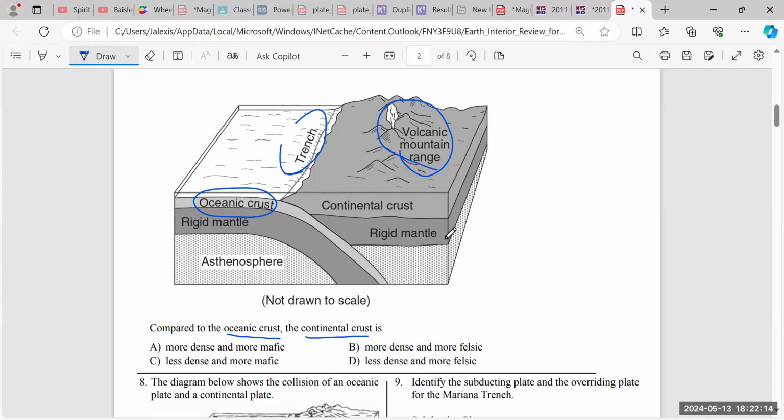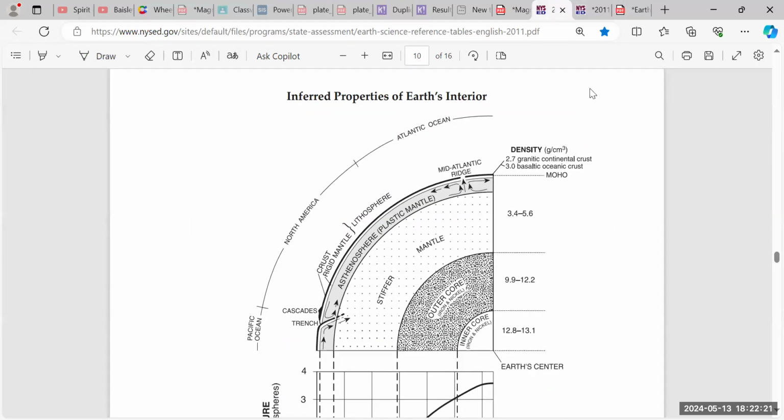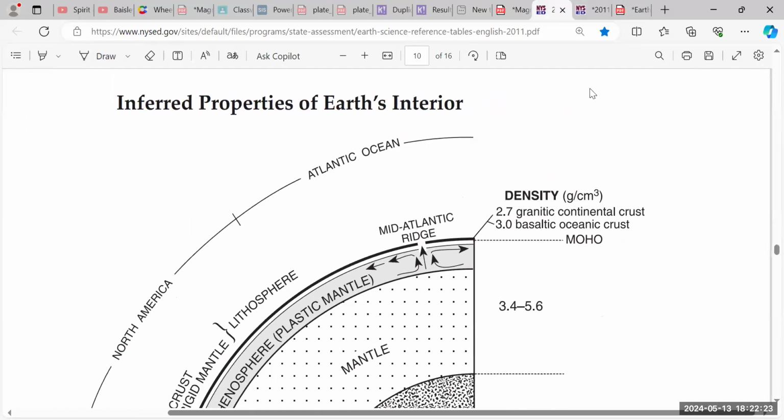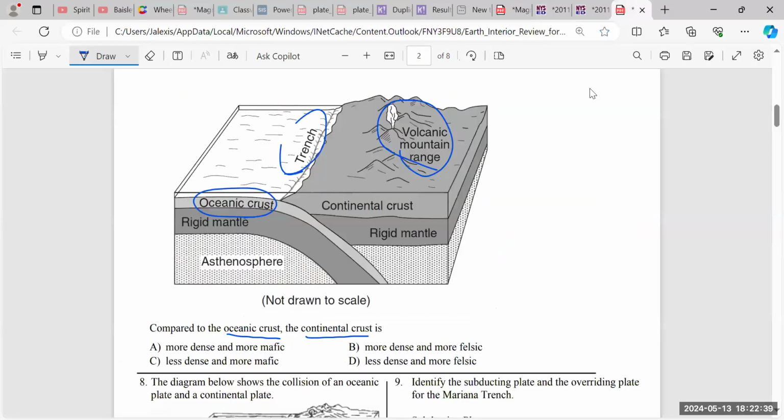So we know whether or not it's dense or less dense because when we look on page 10, the continental crust, it says right here, is actually 2.7 grams per cubic centimeter, and the oceanic crust is 3.0. So that lets us know that the continental crust is less dense, right? So that means that I can cross out B and I can cross out A.